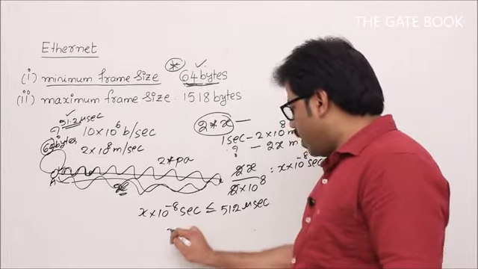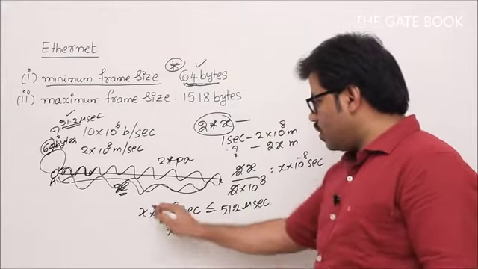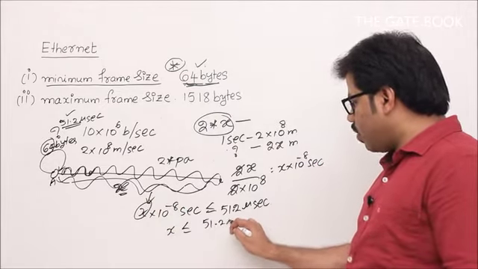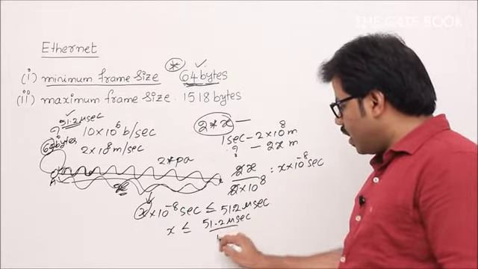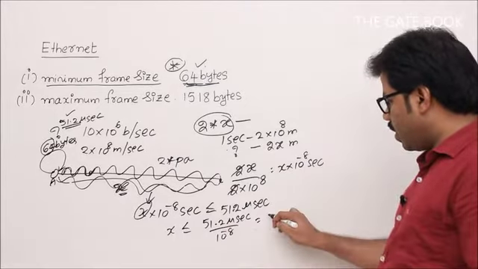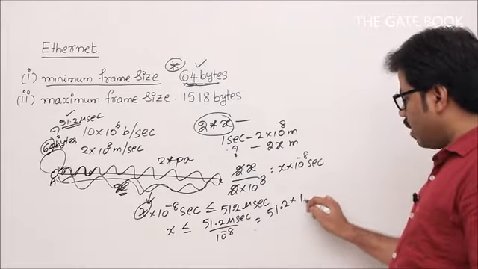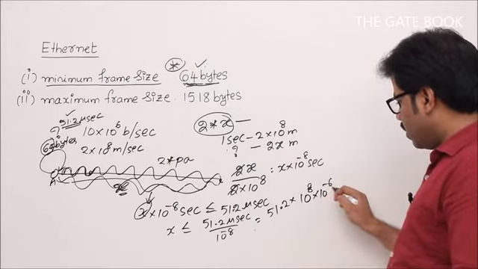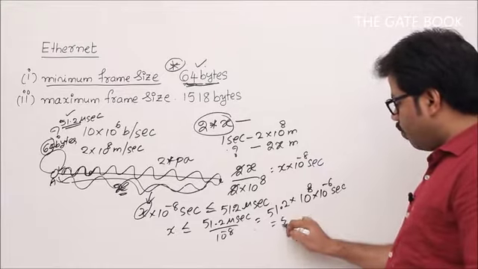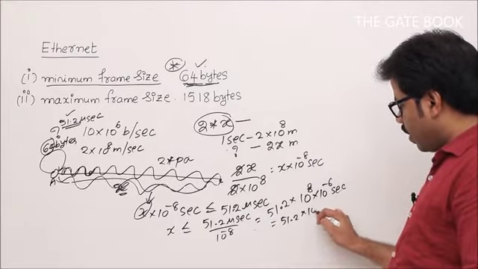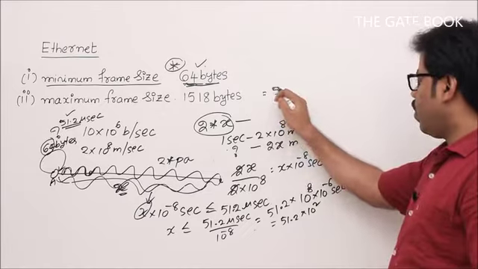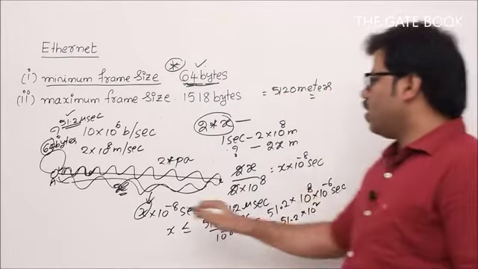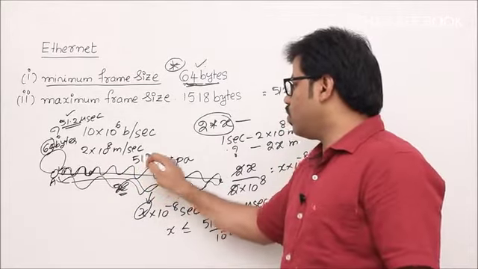So if you simplify it, x should be less than or equal to, which is nothing but your maximum cable length, right? 51.2 microseconds by 10 power minus 8. If you further simplify it, you get 51.2 into 10 power minus 8. Micro means 10 power minus 6 seconds, so it would become 51.2 into 10 square. Then that would become 5120 meters. This is the calculation. Finally, I got this distance, 5120.